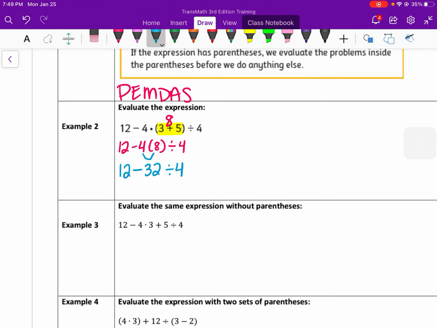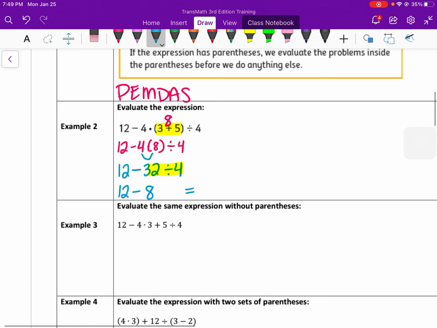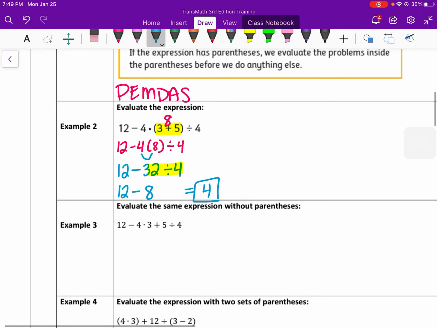And then we do the division before we subtract. So we're going to do the 32 divided by 4 next. So it'll be 12 minus 32 divided by 4 is 8. And finally the subtraction, 12 minus 8 is 4. Final answer would be 4.